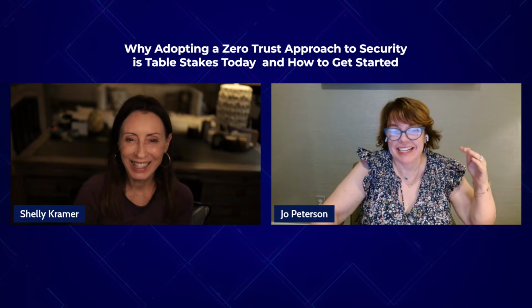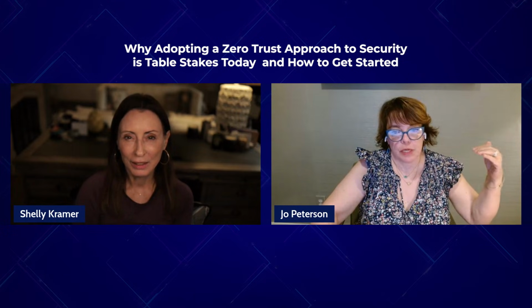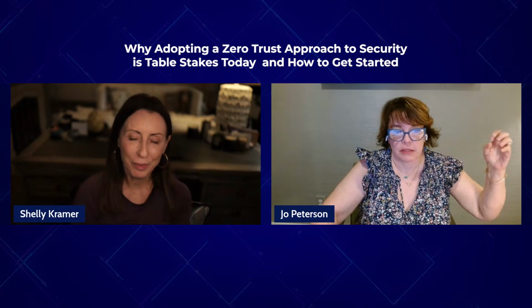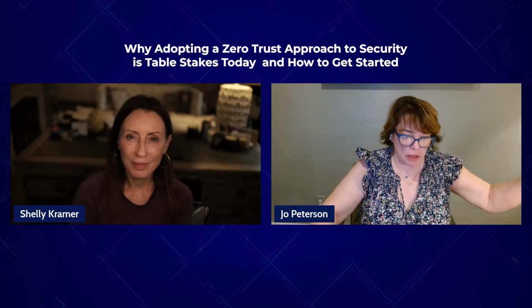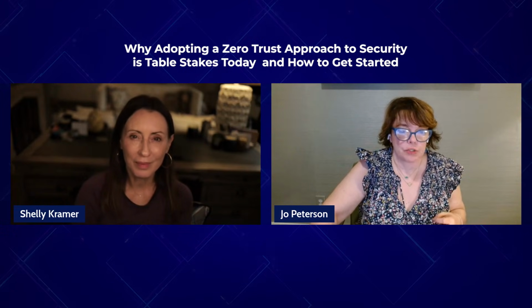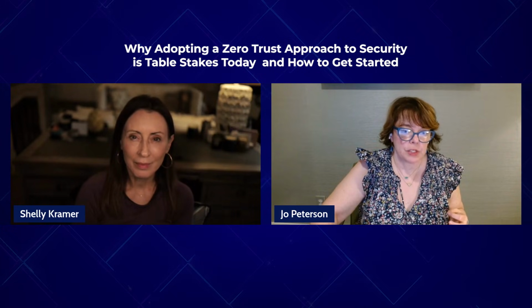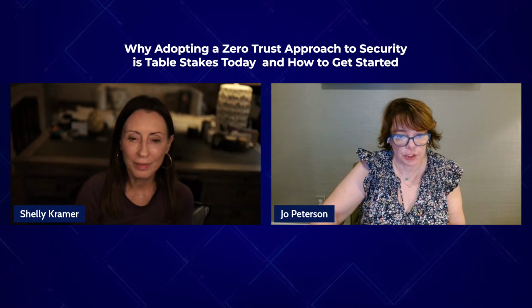But what it's trying to do is block what's known as east-west traffic. That's the ability for a user to get from this part of the network to another part of the network. So it's kind of cool. And it uses something called software-defined perimeter. Can you tell us a little bit about that, Shelly?